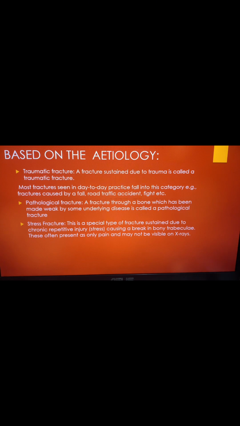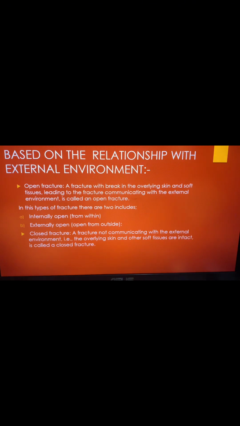Talking about stress fracture, this is simply a special type of fracture sustained due to chronic repetitive injury causing a break in a bone. Like a lot of stress, most weight-bearing activities are examples of causes of stress fracture. This stress fracture often presents as only pain and may not be visible on x-rays.